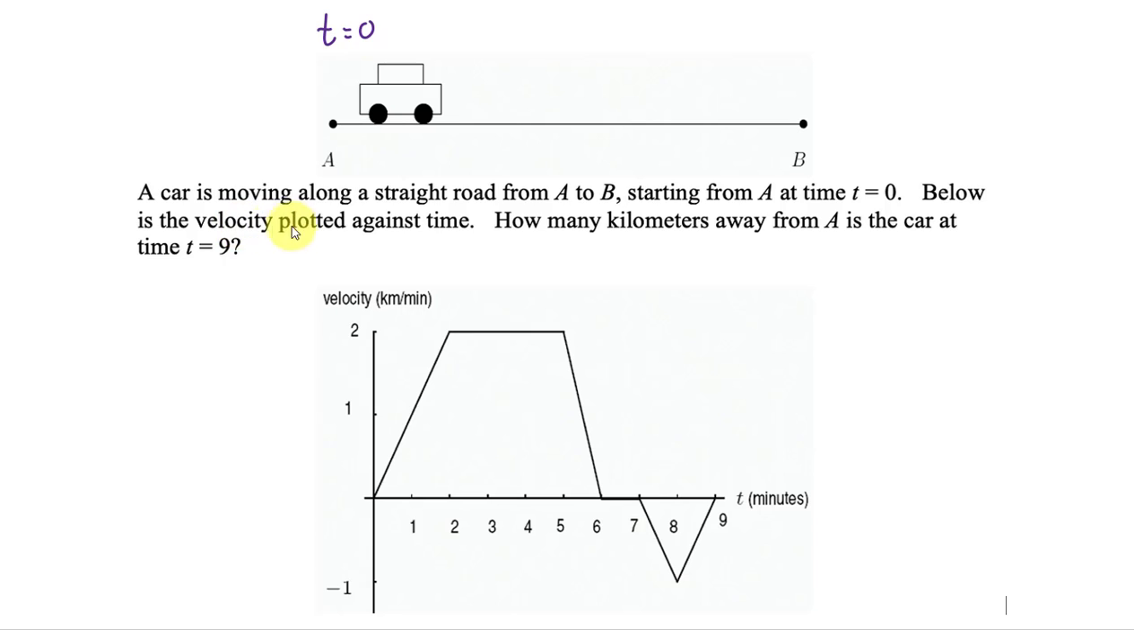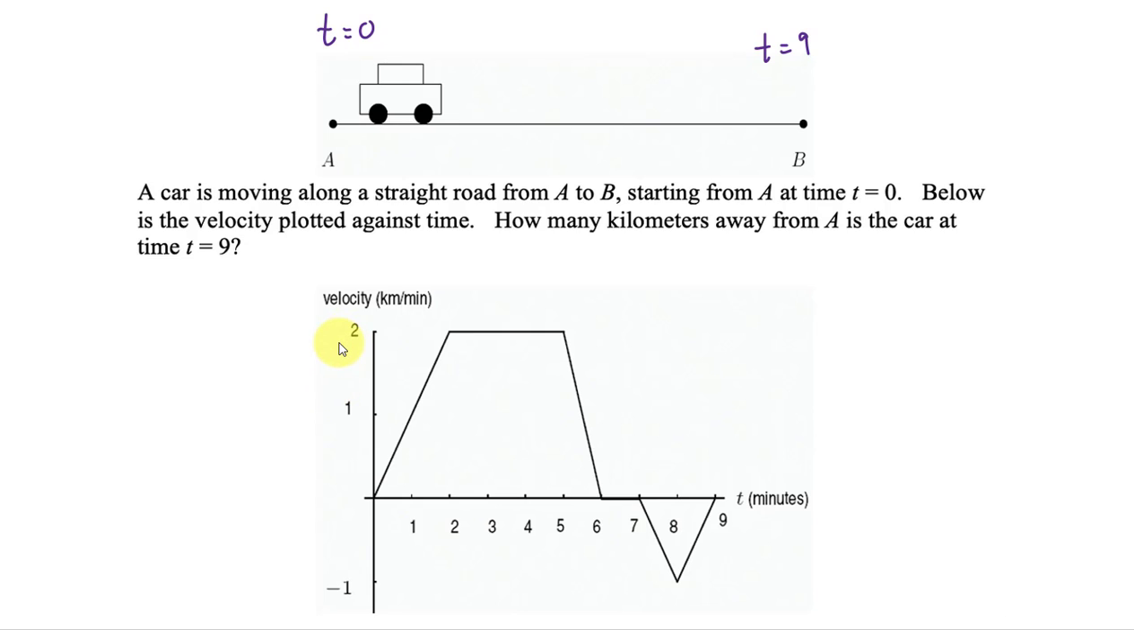Below is the velocity plotted against the time. So the y-axis is your velocity and the x-axis is the time. How many kilometers away from A is the car at the time t equals 9? So imagine that this is the time t equals 9 where the car stopped around here. So we are asked how many kilometers, or the distance, away from the point A.